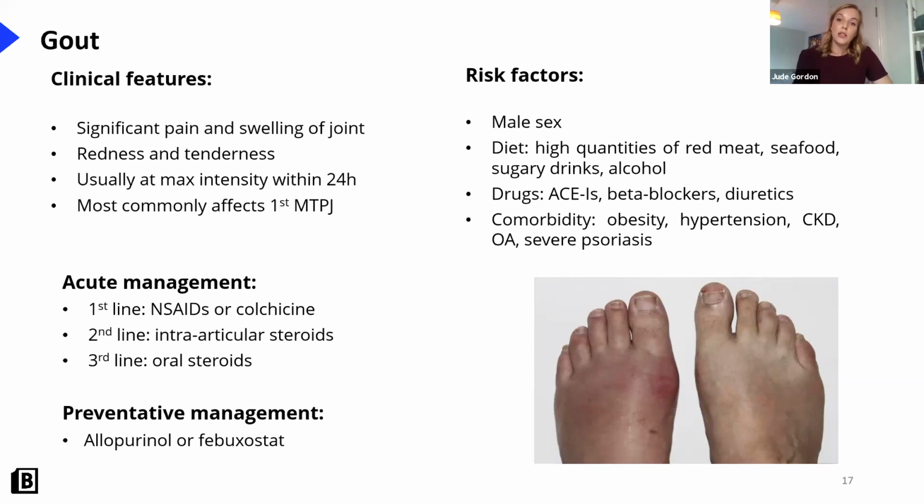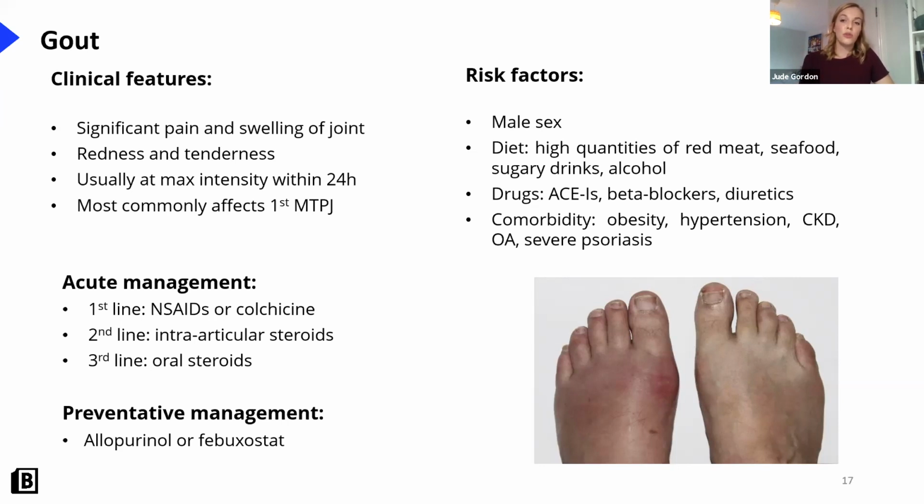If for whatever reason patients can't take either of those, or they can but they're not working, then if it's just one joint affected, steroid injections into the joint are another option. And for people who can't have any of the above, or have polyarticular gout, so it's affecting lots of other joints, you can use oral steroids. One of the options in the question was about oral steroids, and it is a treatment option, but it's not a first line one.